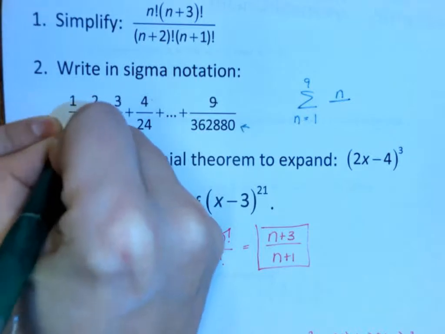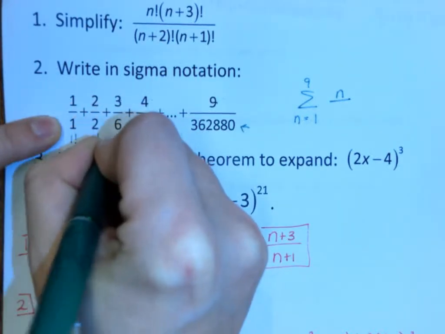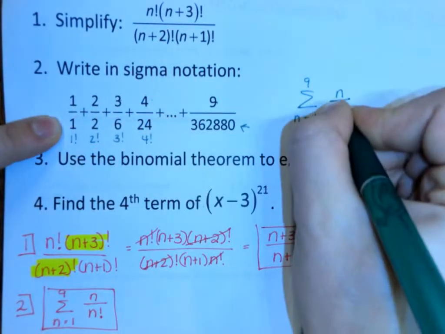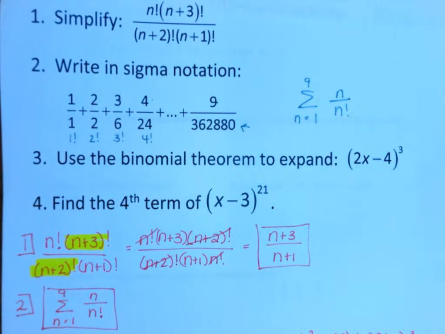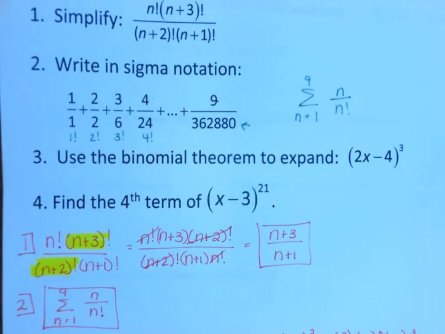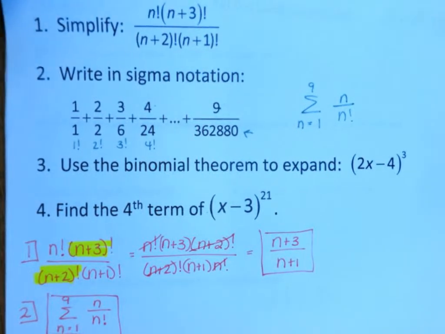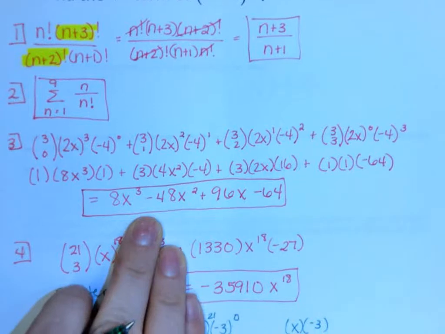And that's just 1 factorial, 2 factorial, 3 factorial, 4 factorial. So that's why I did that. 1, 2, 6 factorial. Alrighty? Okay. Any of the others?